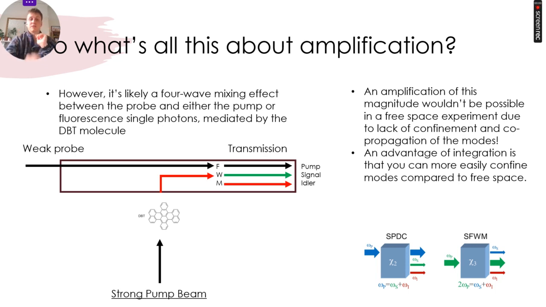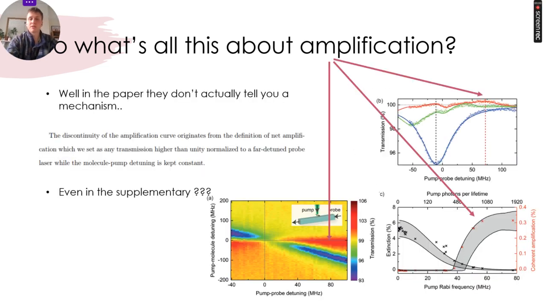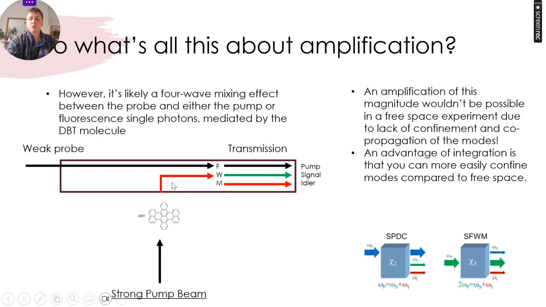Okay, and it's also much harder to confine your emitted signal from the four-wave mixing process in a free space experiment. So that might partially explain why the effect seen in this paper was a bit bigger than the effect seen in that free space paper. So again, the paper doesn't really go into it, but I think it's interesting. This amplification is caused by a four-wave mixing process facilitated by the DBT molecule and the tight confinement of your light to this waveguide, and then the subsequent tight confinement of your emitted signal and idler photons by this waveguide.